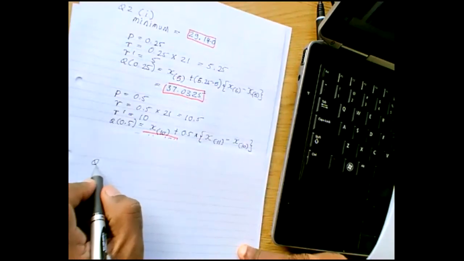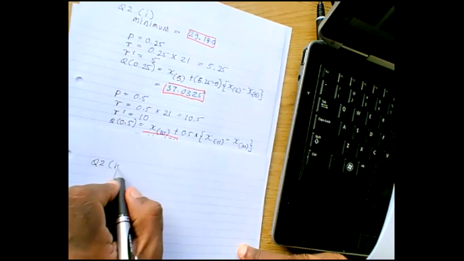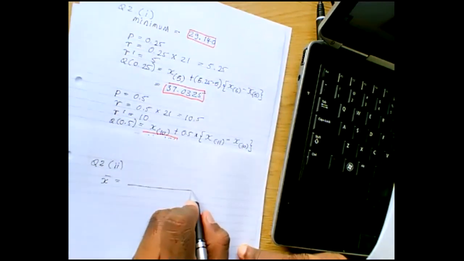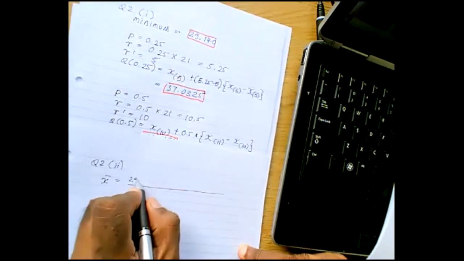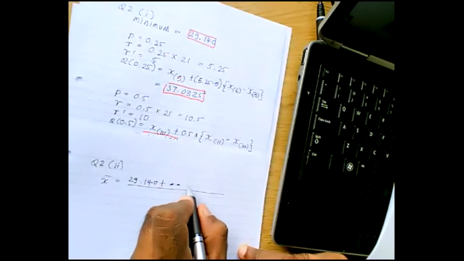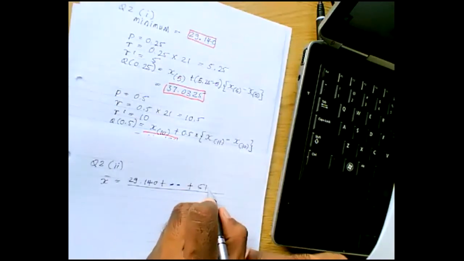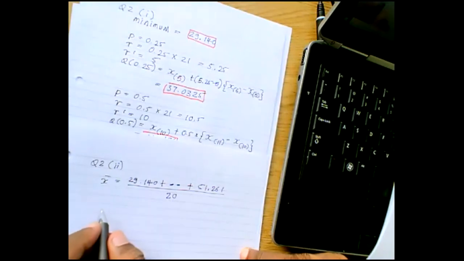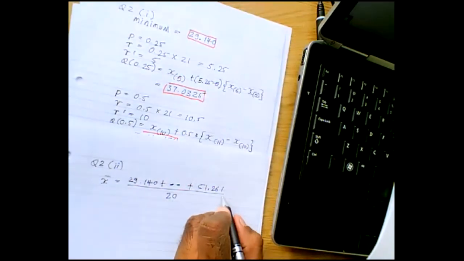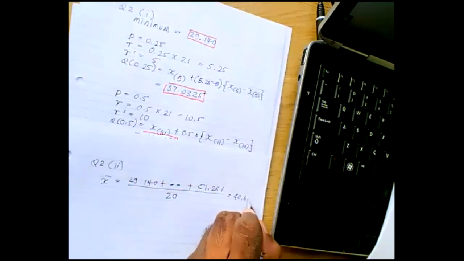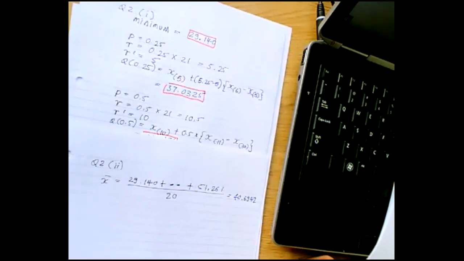So this is question 2, part 2. To find the sample mean, you sum all the data, right? And you divide by the total number of data, which is 20. And if you do this, this is what you will get. You will get 40.6942. So this is the sample mean.